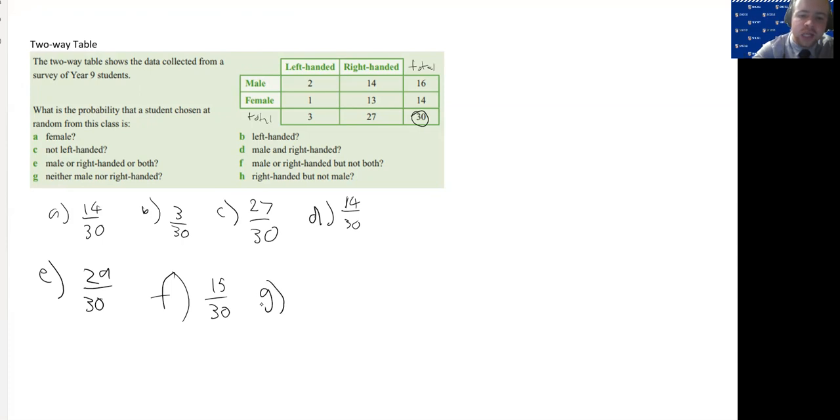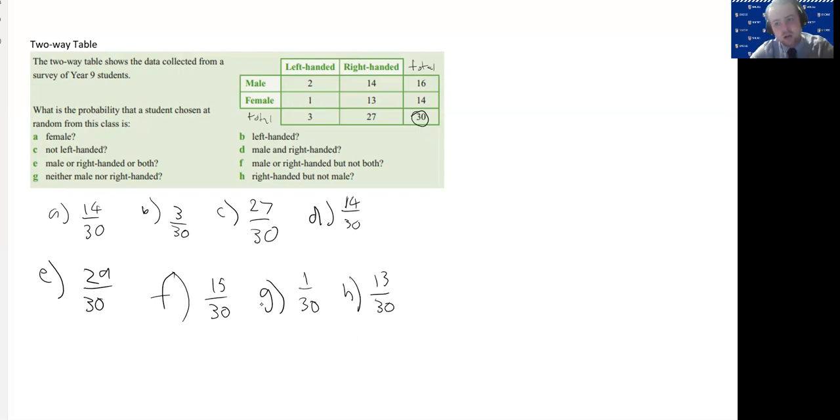For part G, neither male nor right-handed. It's going to be the females who aren't right-handed, so the left-handed females. So it's just 1 out of 30. And then right-handed but not male is going to be the female right-handed people, which is just going to be 13 out of 30.